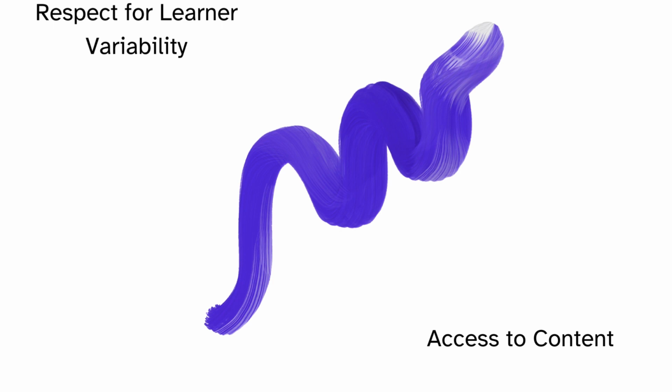Access to content. Diverse learners may have different strengths and challenges when it comes to comprehension. Some learners may struggle with traditional text-based materials, while others may thrive with visual or auditory representations. By addressing diverse needs, educators ensure that all learners have equitable access to content.